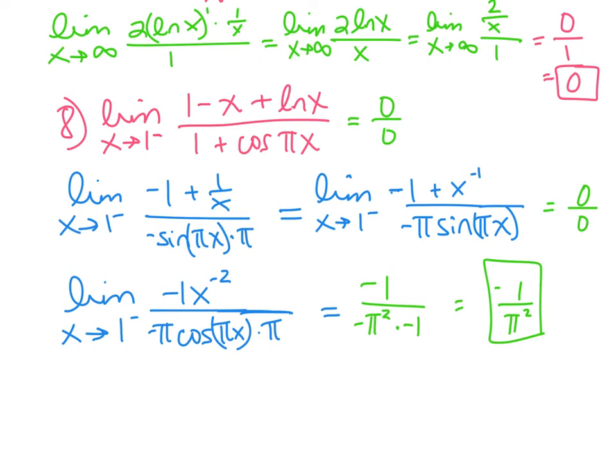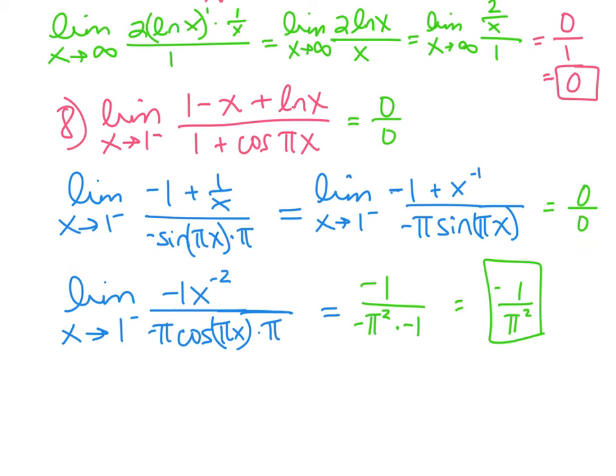Now, I'm ready to plug in the 1 and see what happens. When I plug in my 1 on the top, I get negative 1 plus, well, 1 to the negative 1 is just 1. So negative 1 plus 1 is 0. And when I plug in 1 in the bottom, I notice right here, sine of pi is going to be 0. And so 0 times negative pi is 0. So again, I get that 0 over 0. And so like we've seen in the past, if using L'Hopital once doesn't work, go again.